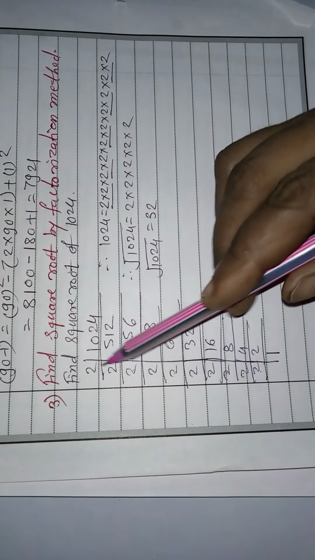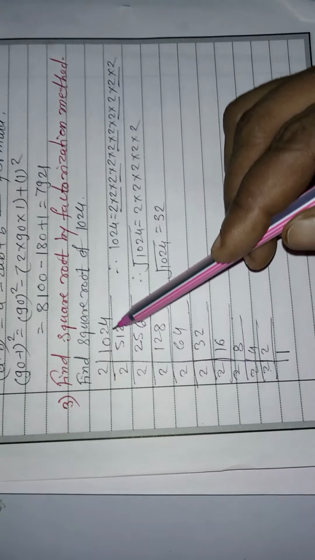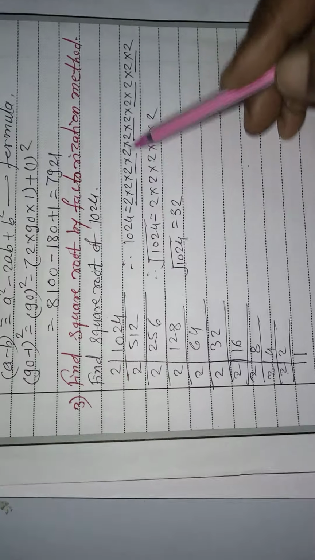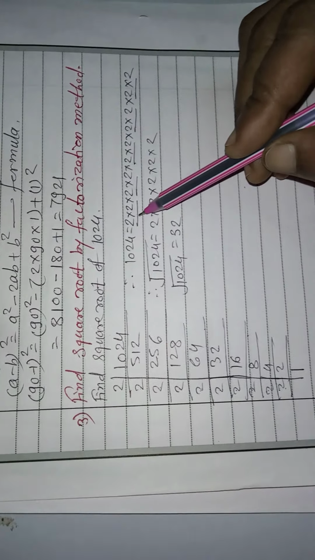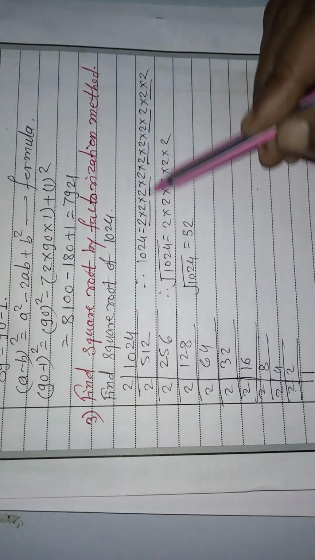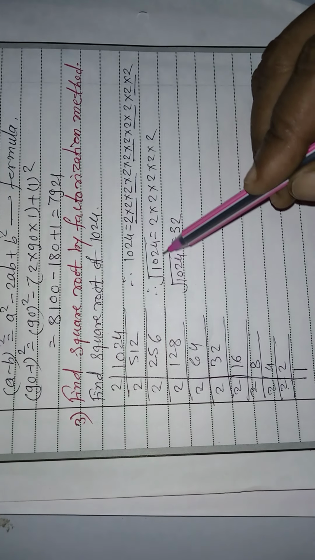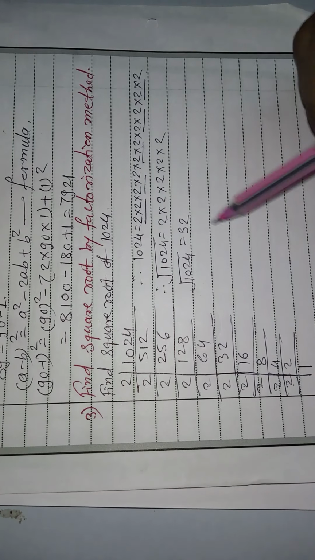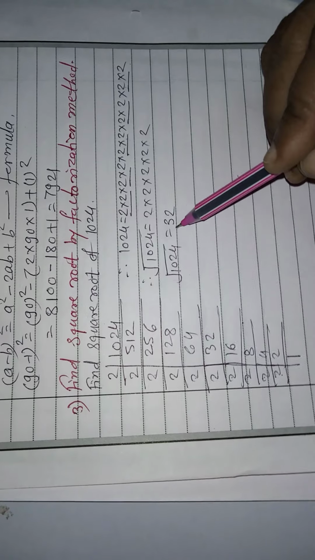Now these are the prime factors of 1024. Now we write these prime factors in this method. Now we make groups of 2, 2, 2, 2, therefore 5 groups of 2. Now the square root of 1024 is equal to 2 into 2 into 2 into 2 into 2. Therefore the square root of 1024 is equal to 32.